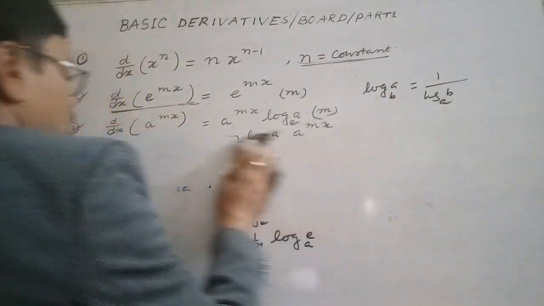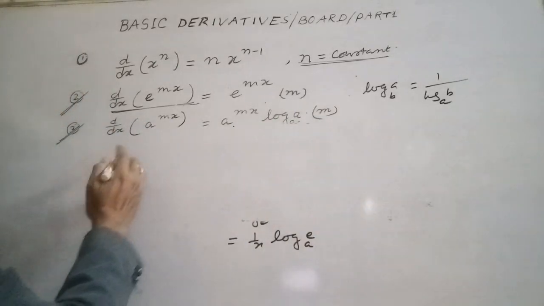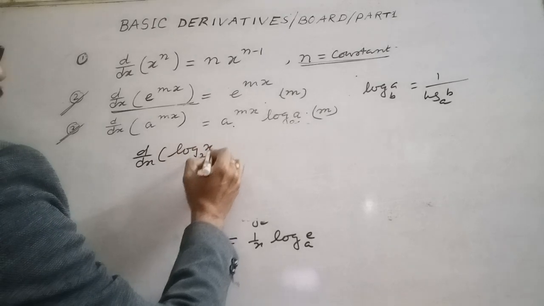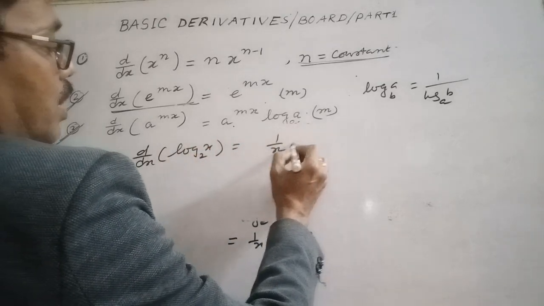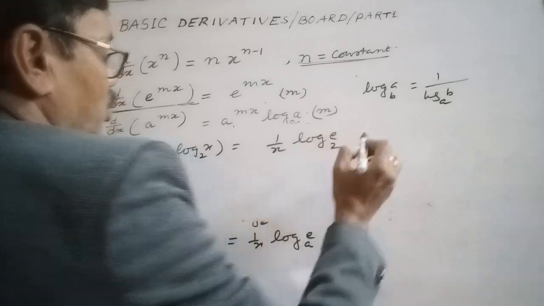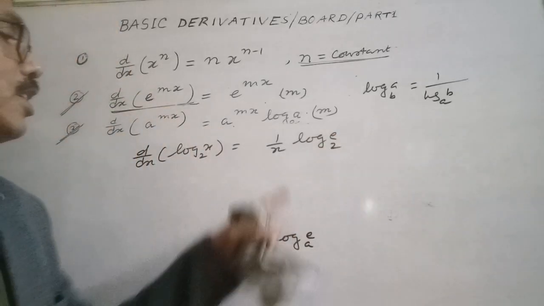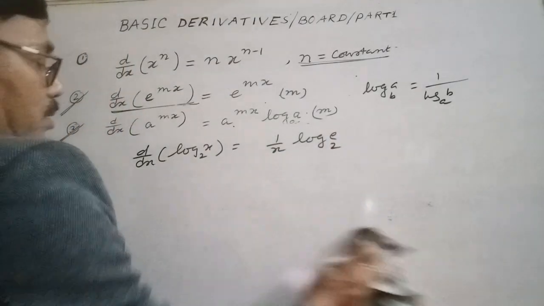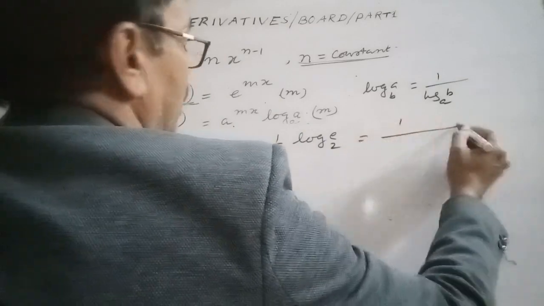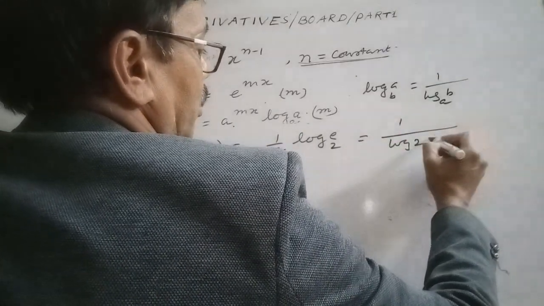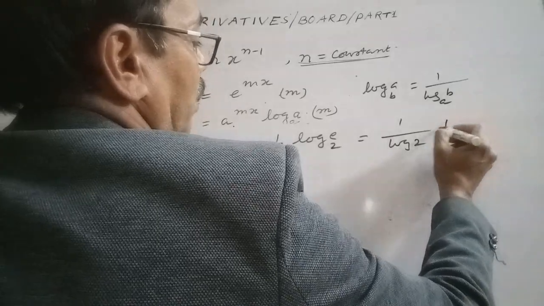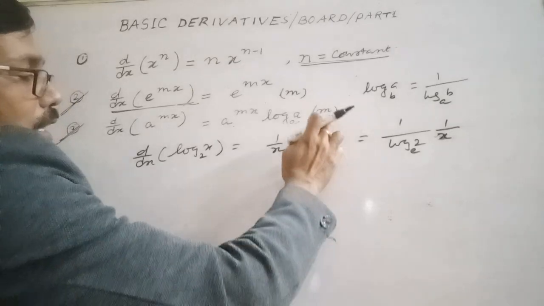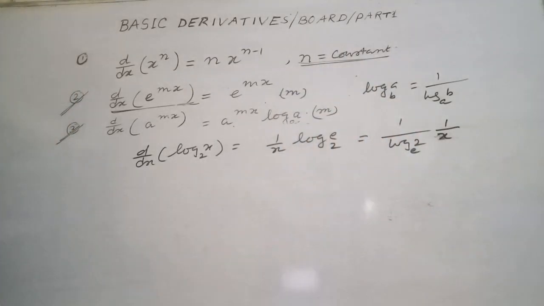So no need of showing the steps. d/dx of log x base 2 is 1 by x into log e base 2. If the base is not e, it is 1 by x into log e with the base mentioned. Or you can write it as 1 by log 2 into 1 by x. They are equivalent because if it is at the denominator, the base will be changed.